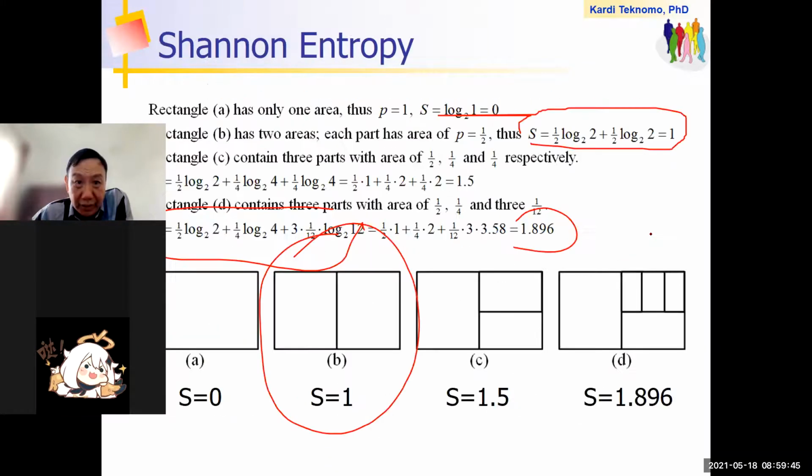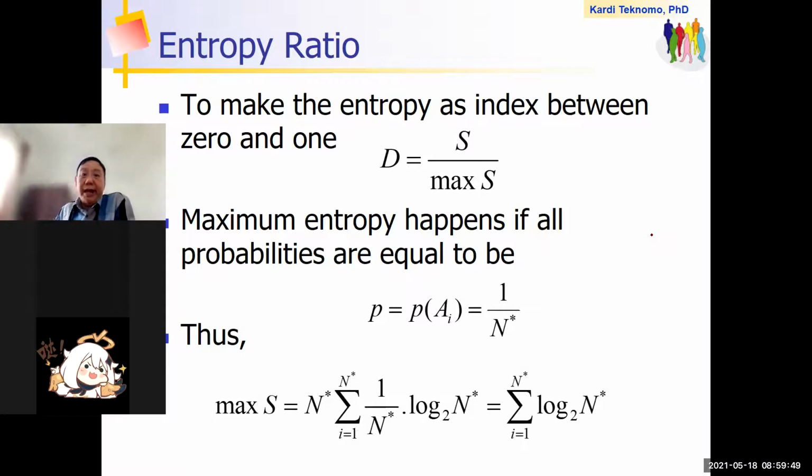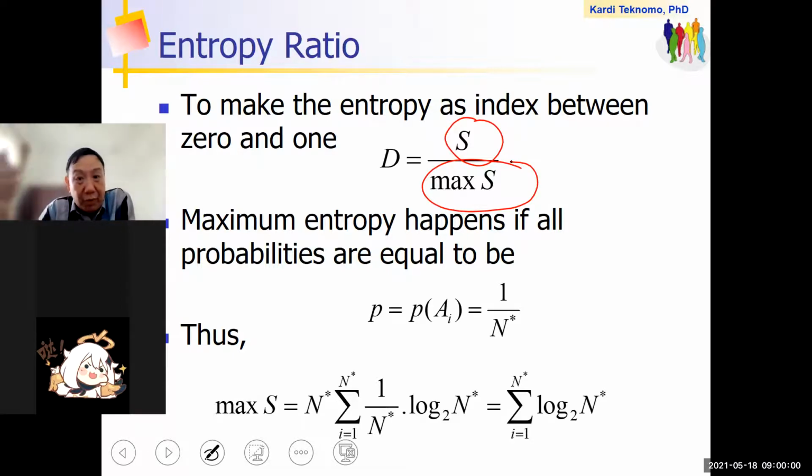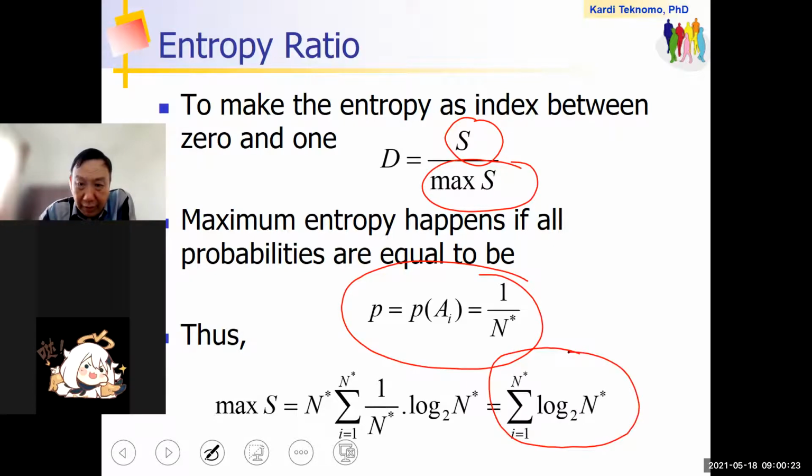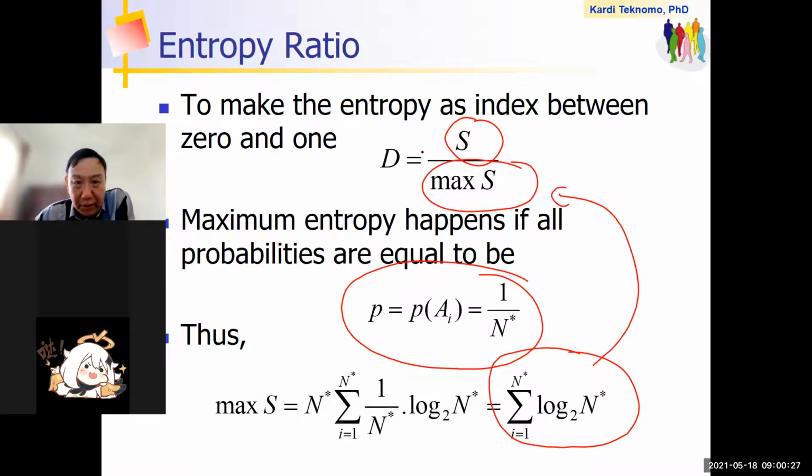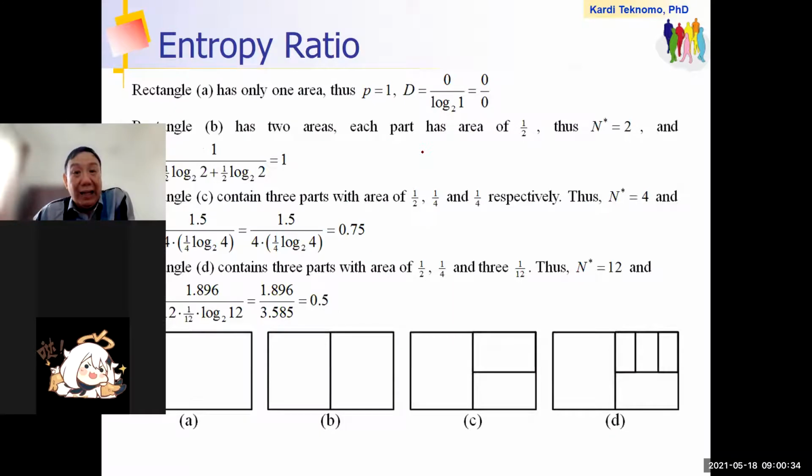So what is entropy ratio? Entropy ratio is an index between 0 and 1, which is entropy S divided by the maximum entropy. Of course, the maximum entropy happens if all probabilities are equal, the uniform distribution. The uniform distribution is 1 over n. If you input this into the formula of entropy, we have the maximum entropy equal to this formula. Then you can calculate. When does maximum entropy happen? When they have equal probability.